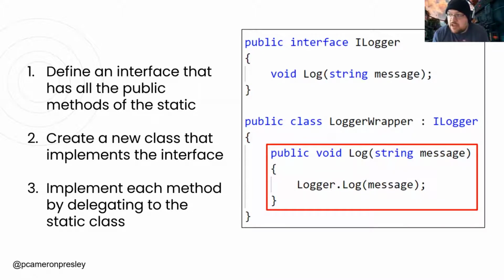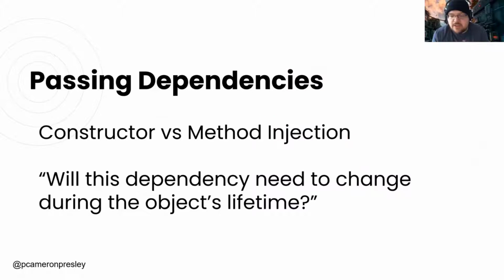But now that we've got a logger wrapper, and we've now got an interface and abstraction, we can now think about how we inject these things. So when I usually coach other engineers on the subject, I typically talk about constructor versus method level.